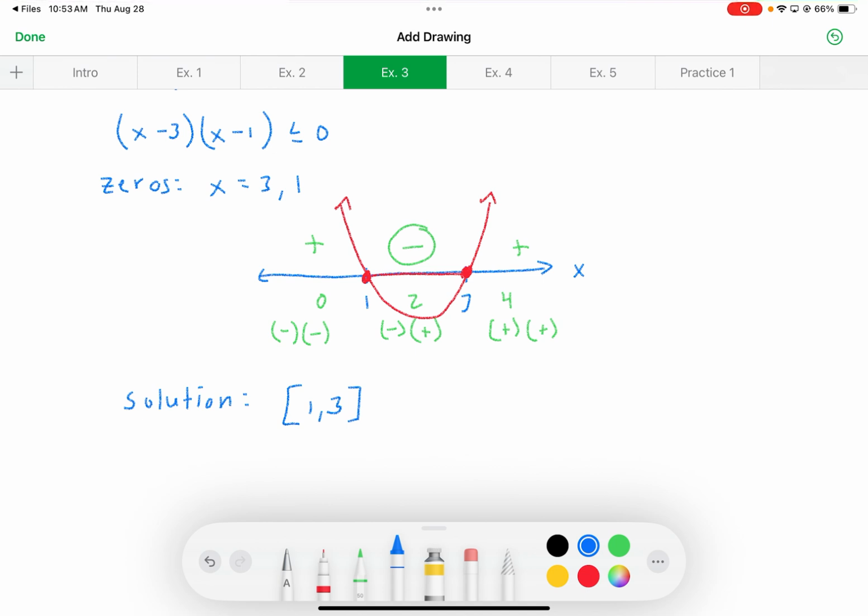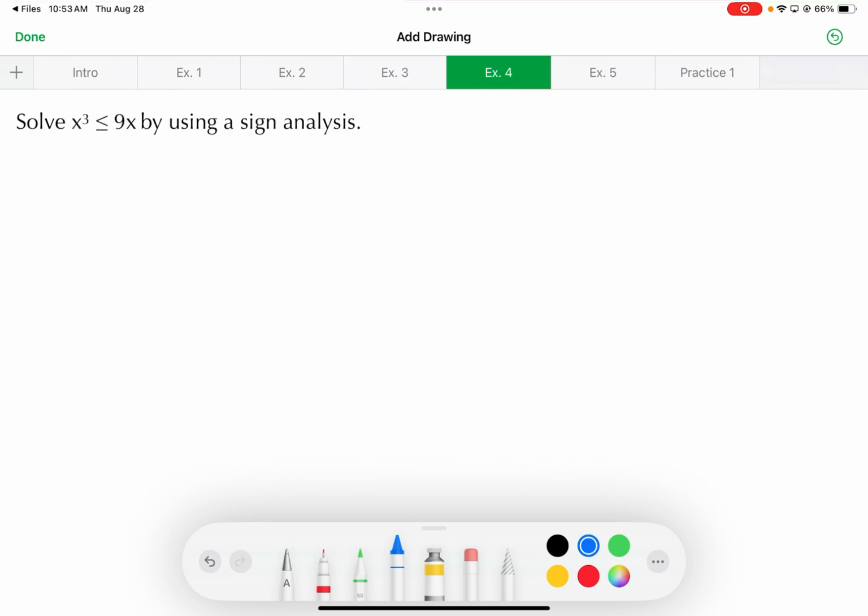Feeling good? All right, example 4. This is a cubic polynomial inequality now. I've got, move everything to one side, x cubed minus 9x less than or equal to 0. I've got to find the zeros, so I need to do some factoring. What can I do to factor first? Factor out the x. Now what?